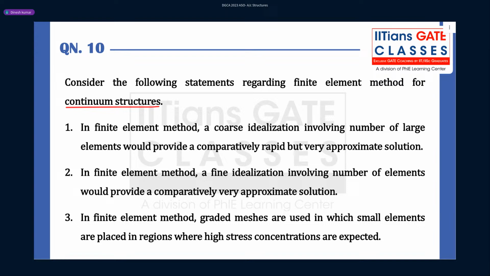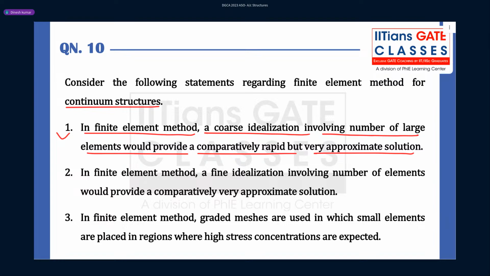The first statement says, in the finite element method, a coarse idealization involving a number of large elements would provide a comparatively rapid but very approximate solution. Yes, if you use large elements in the idealization, you will get a very poor solution, but the solution time will be less. So the first is a correct statement.